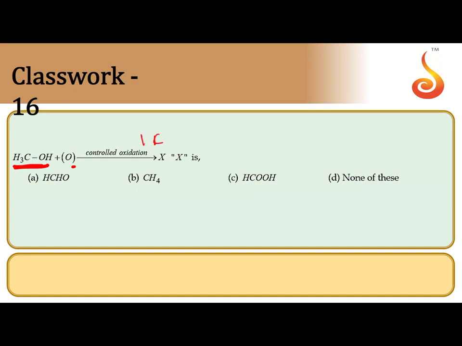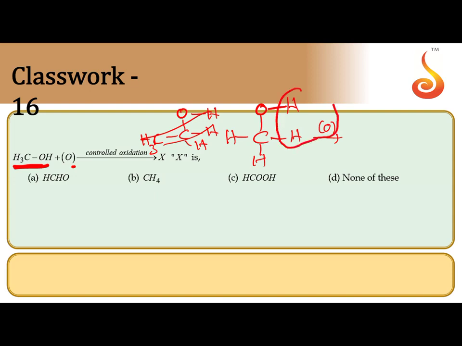So what happens? CH3OH. Sorry, this is methyl alcohol, not ethyl. This is methyl alcohol. On controlled oxidation, remove H2O, HCHO. Between oxygen and carbon, a double bond is created.